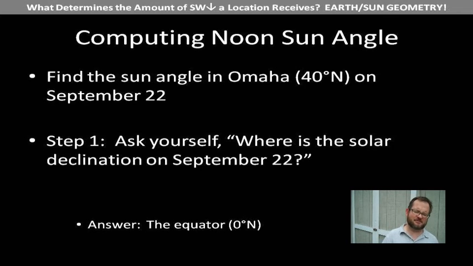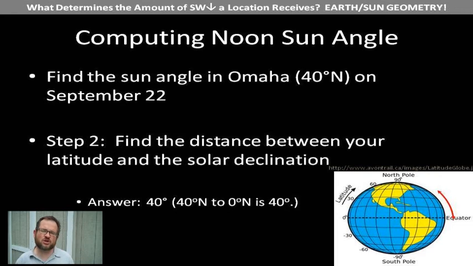You could remember, hey, September 22nd is the September equinox, therefore the solar declination is at the equator, 0 degrees north. Or you could use the Analemma and go around the little graph and find where September 22nd is on that chart and read across and see that the solar declination is 0 degrees north, however it works. Step 2, find the distance between you and the solar declination. Well, in this problem, Omaha is at 40 degrees north, the solar declination is at 0 degrees north, so the distance between 40 and 0 is 40 degrees.